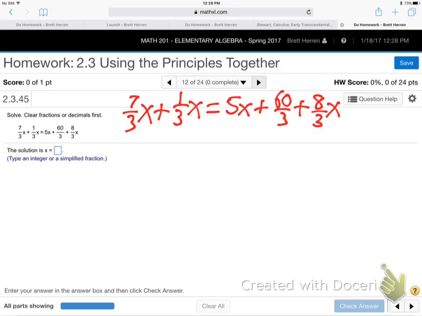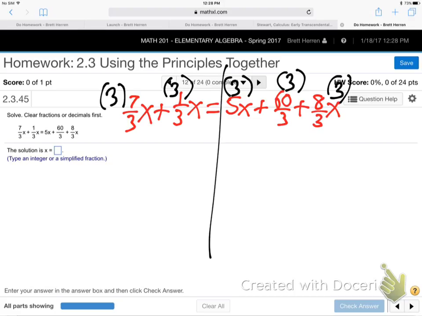Multiplying through by the common denominator. Notice they all have a 3 in the bottom. Well, except for the 5x. So just multiply everybody by the 3. Even the 5x, because you have to do equal treatment, right? Both sides of the wall, equal treatment. So everybody see what I'm doing?